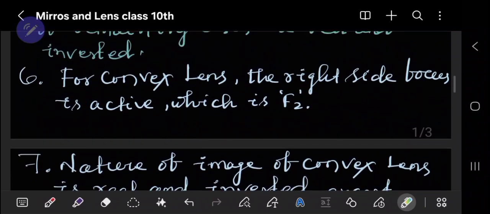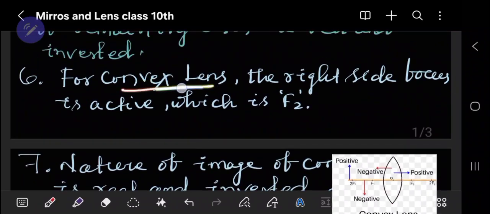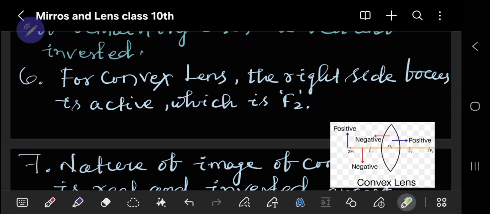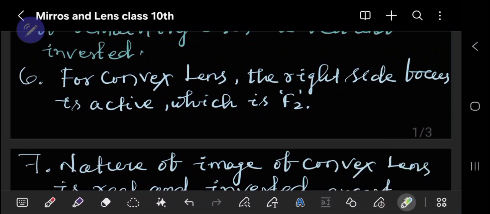Now coming to point number 6. For convex lens, now coming to the lens part. Okay. For convex lens, the right side focus is the active focus, because usually left side focus will be there in the case of lens, so the right side focus will be there. If you talk about convex lens, which side focus will be the active focus? The right side focus. And as you know, if you want to keep something in the graph paper on the right side, then that would be positive. So if the right side focus of convex lens is active, then the focal length must be positive. I hope this is clear.